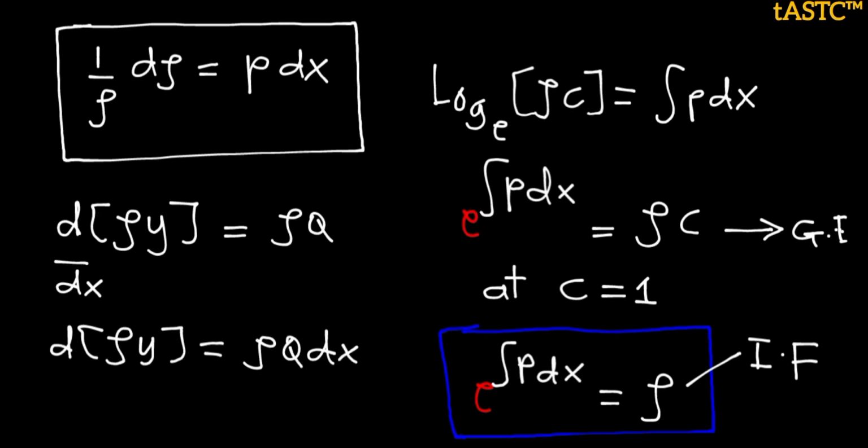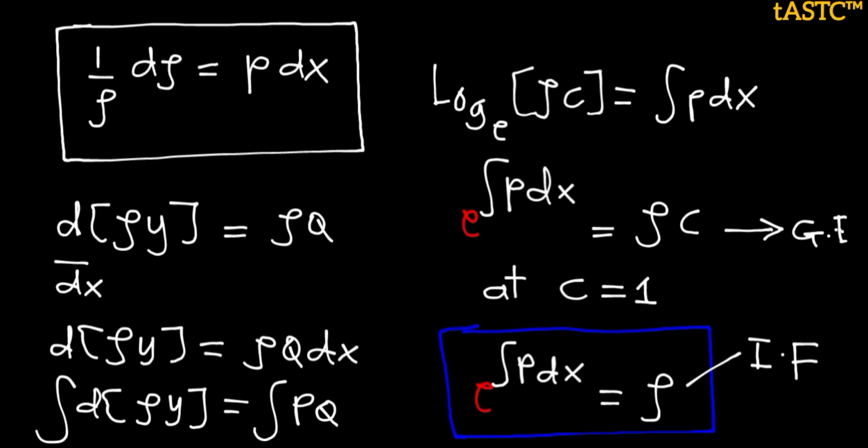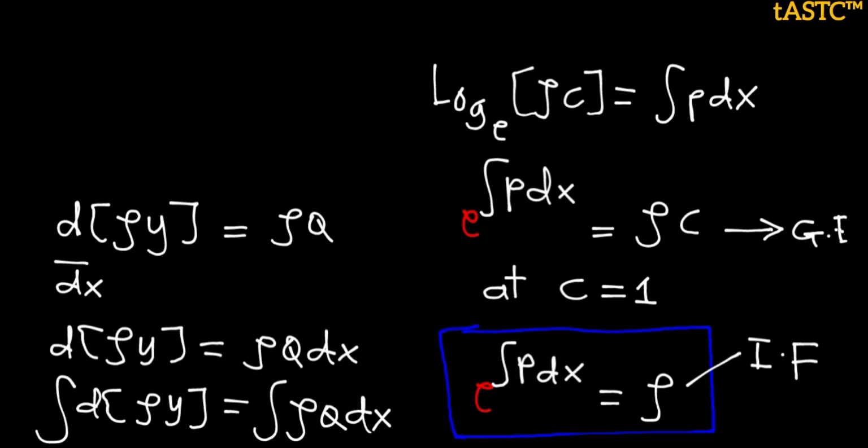Now I would just integrate both sides. So integrating both sides, I should have the integral of d of rho y, and here we would have the integral of rho q dx. That is the integrating factor multiplied by q dx. Now, I know that the integral of a derivative is going to cancel out. So this should cancel the derivative away, and that would leave us with rho y. So rho y will be equal to the integral of rho q dx.